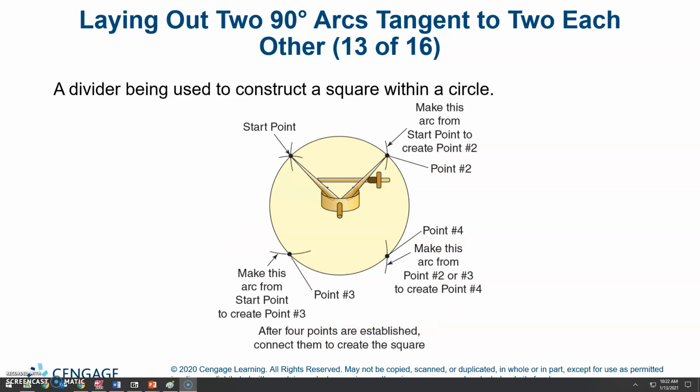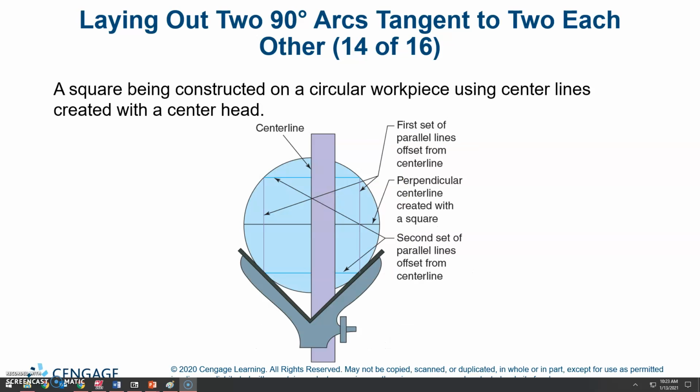A divider being used to construct a square within a circle. So you've got the start point. Make this arc from the start point to create point number 2. Make this arc from the start point to create point number 3. And then make this arc from point 2 or 3 to create point 4. After 4 points are established, connect them to create the square.